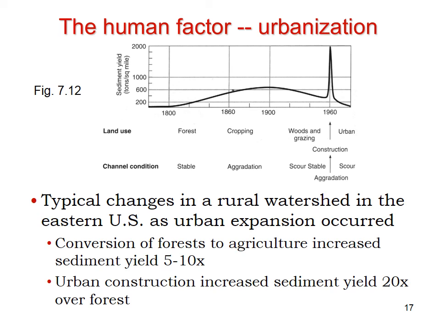And just for scale, this shows us that the conversion from forest to agriculture increased sediment yield maybe 5 to 10 times, but the increase from urbanization was bigger than that. It was 20 times or more greater than over natural forest covers.